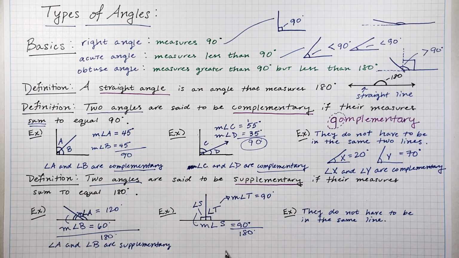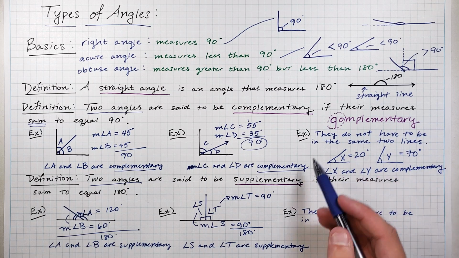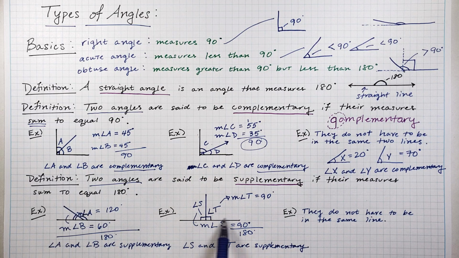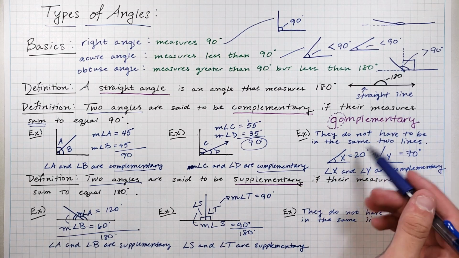All right, so we can say angle S and angle T are supplementary. Supplementary just means that you have two angles that add to be 180. All right. So this next example is just like this one. We don't have to have them on the straight line. They don't have to be like this. They don't have to be on the same line. You can break them up. That is pretty much what this last one is saying.